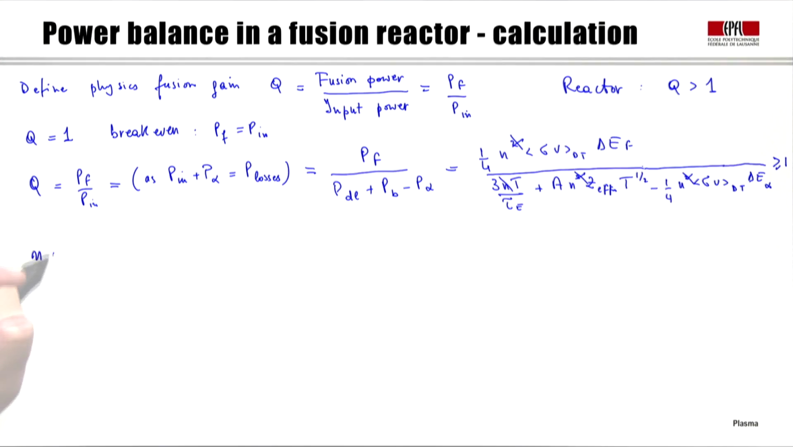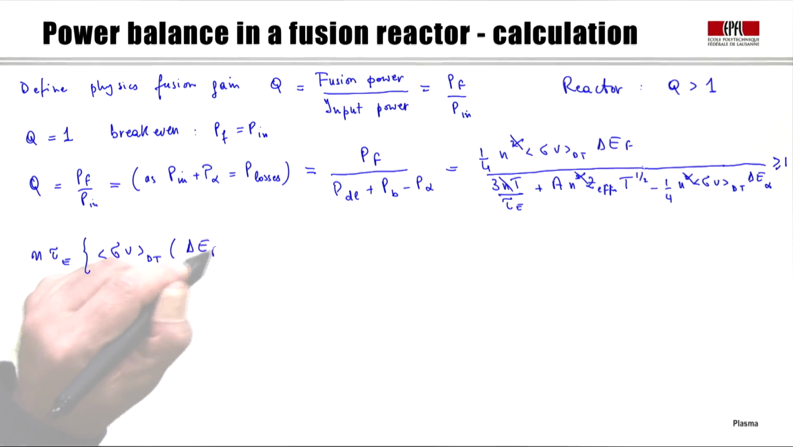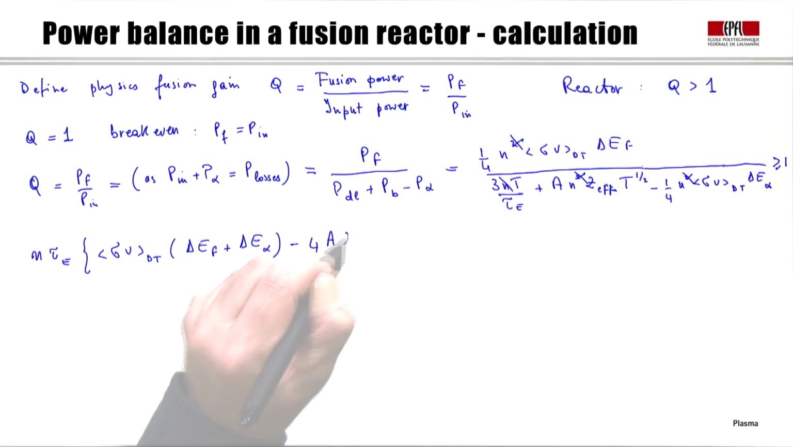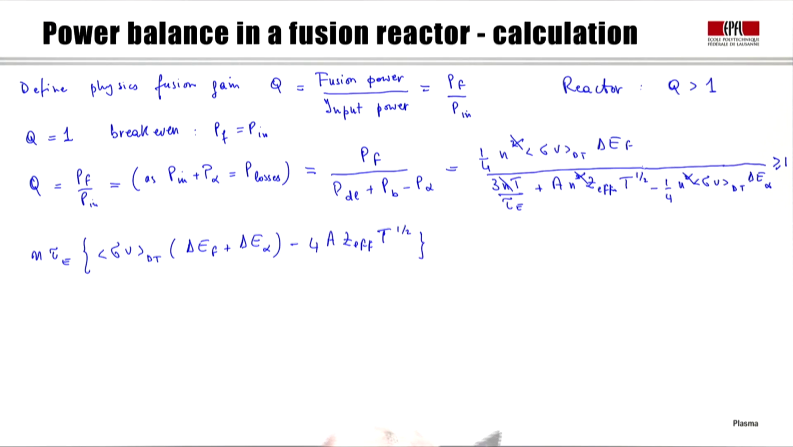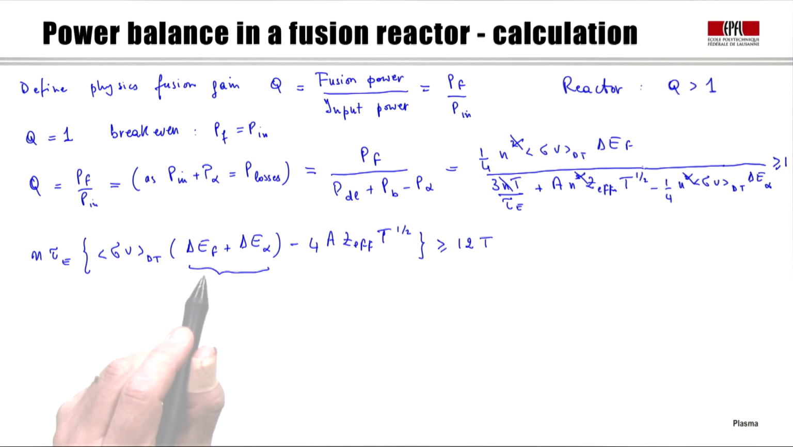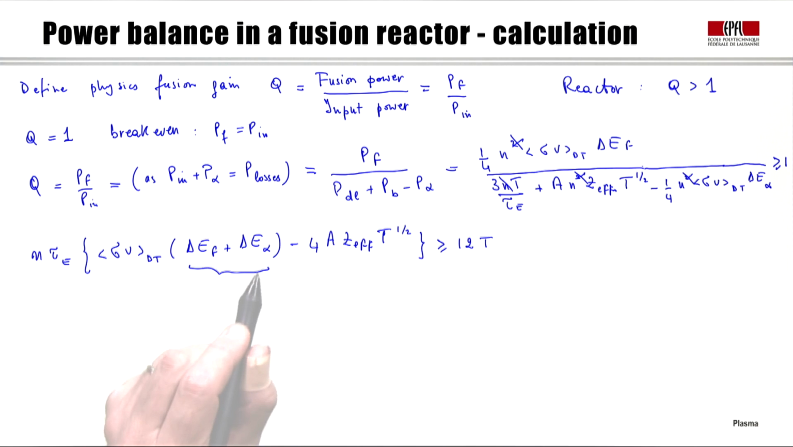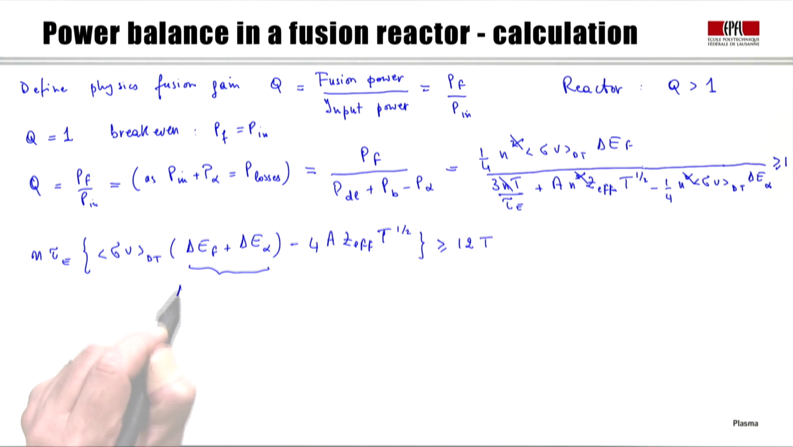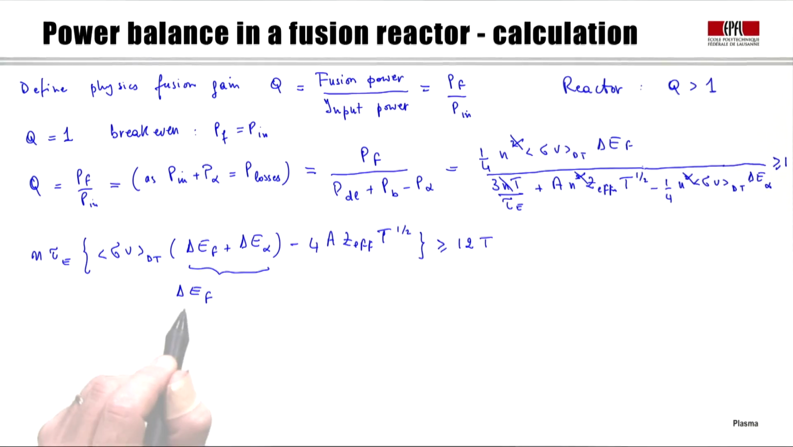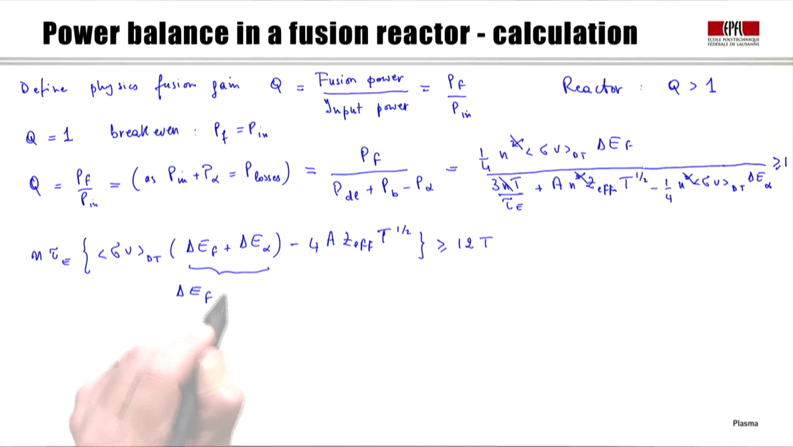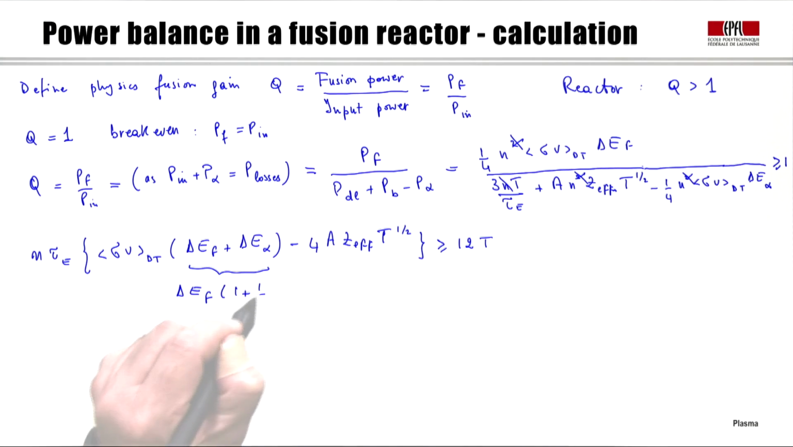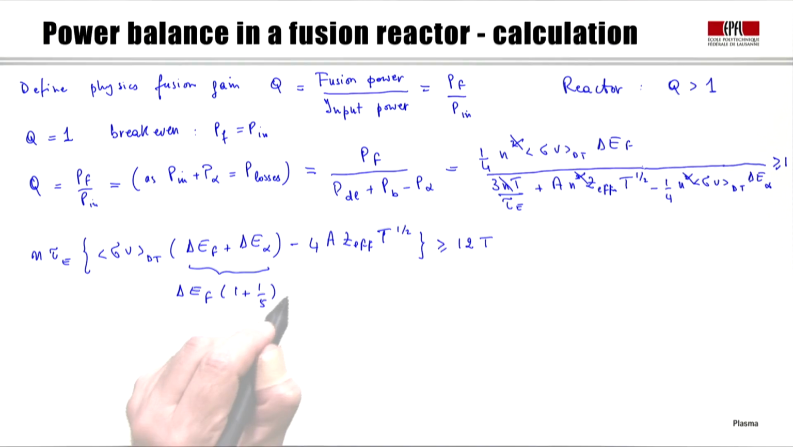And write n and tau E in front of all the other terms. I notice that the sum of the total energy output of a single reaction and the alpha particle output of a single reaction appears here. But we know that the total energy output of a single reaction is about 5 times the energy carried by the alpha. So I can write this as delta EF times 1 plus 1/5, which of course is 6/5 delta EF.